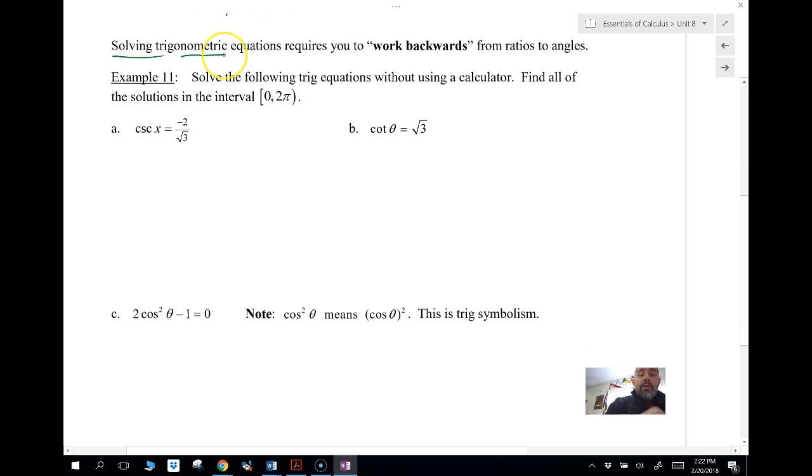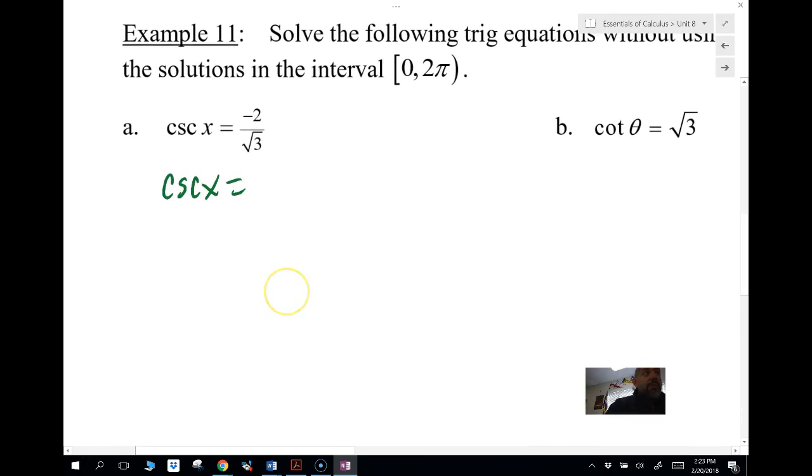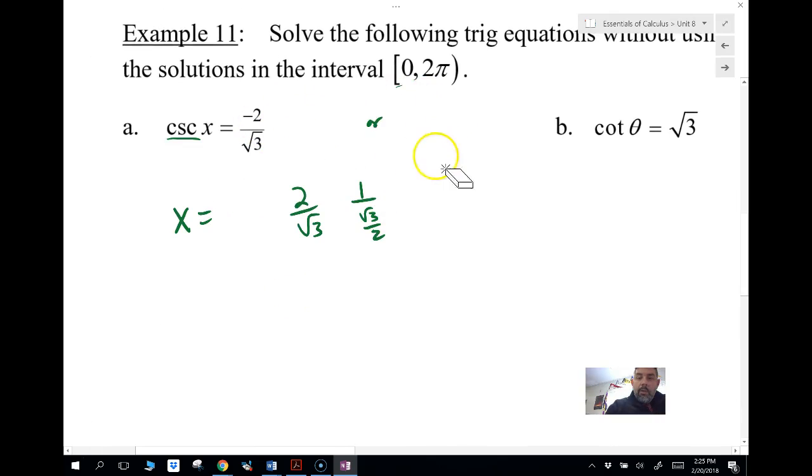Now, when we solve trig equations, we're going to need to work backwards and figure out what angle on the unit circle will give us this answer. So -2 over root 3, if I divide the top and the bottom by 2, I'm going to get -1 over root 3 over 2. Okay, it's going to be 1 over -root 3 over 2.